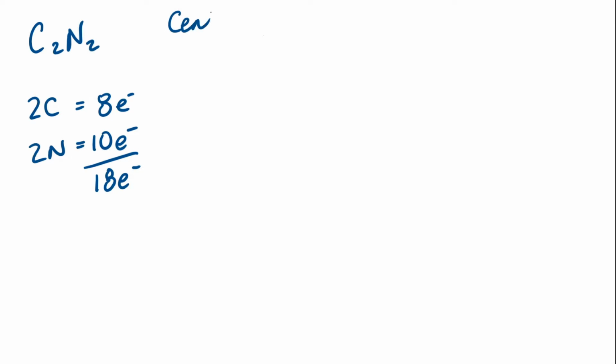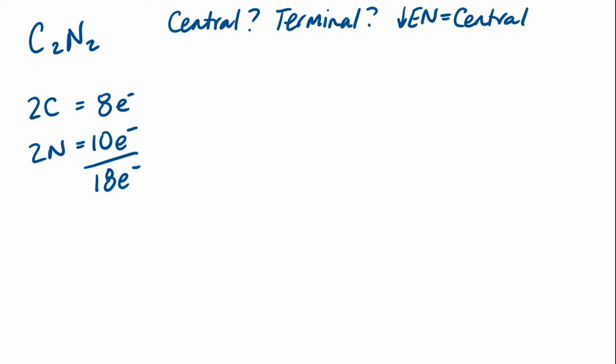Next we have to decide which atoms are going to be central and which are going to be on the outside, or the terminal atoms, in this molecule. We decide that by saying that the atoms with the lowest electronegativity are more likely to be the central atoms. In this case, that's carbon. So we'll put both carbons in the center of the molecule.